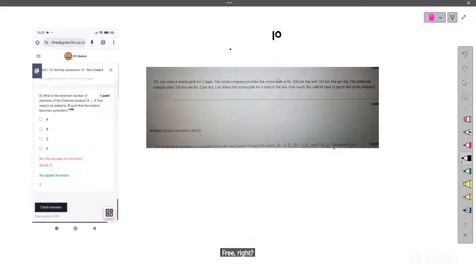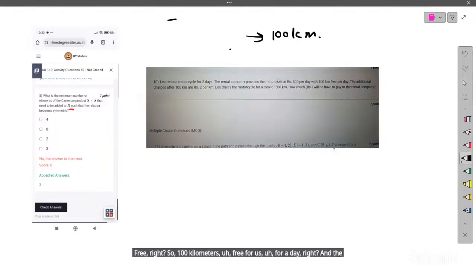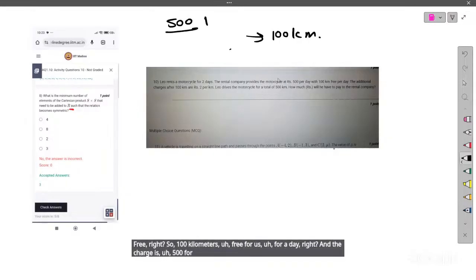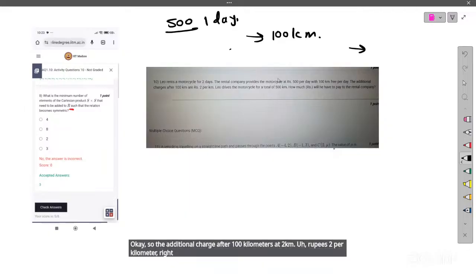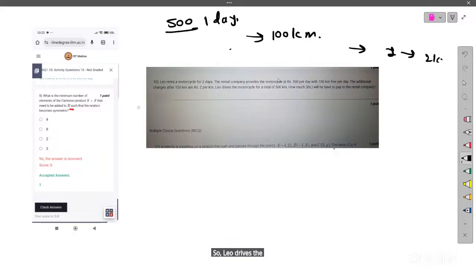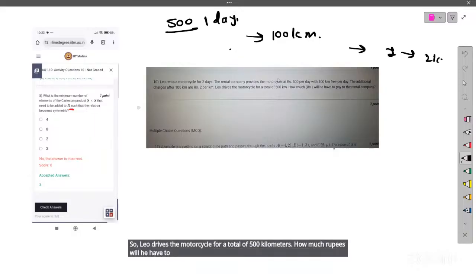So, 100 kilometers free for us for a day, right? And the charge is 500 for 1 day. The additional charge after 100 kilometers is rupees 2 per kilometer, right? So if you drive 1 kilometer extra, that is, if you drive 101 kilometers, you have to pay 2 rupees per kilometer, right? So Leo drives the motorcycle for a total of 500 kilometers. How many rupees will he have to pay to the rental company?